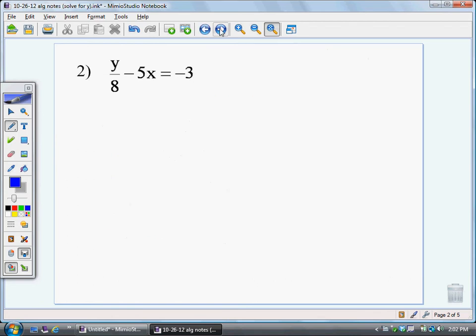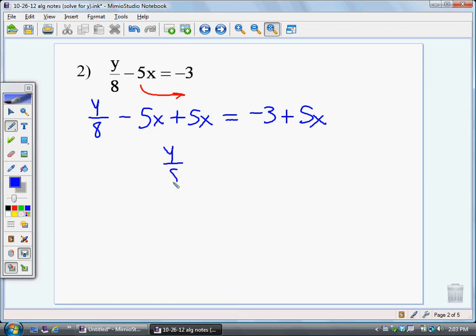So here's another one where I have y over 8 minus 5x, and that's equal to negative 3. Now we just are going to do the same thing we did on the previous one. We have to take the term that's not the y term and move it to the other side. In this case, I would add 5x, and that's going to be equal to negative 3 plus 5x. So again, all I'm really doing is taking this term right here and bringing it over to that side. When you simplify the left, you get y over 8. On the right, you can't get any simpler than negative 3 plus 5x. And so then on the next line, you're going to multiply by 8.